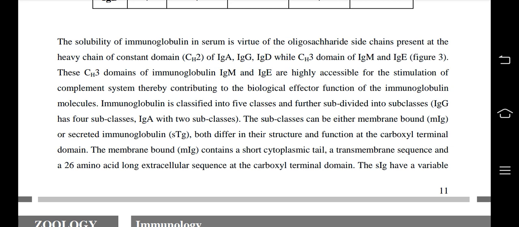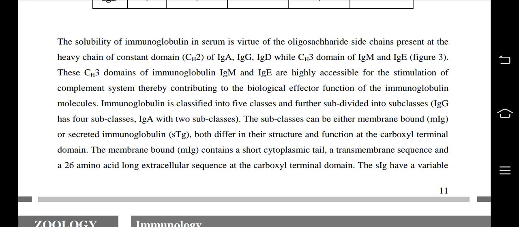Immunoglobulin is classified into 5 classes and further subdivided into subclasses. IgG has 4 subclasses, IgA with 2 subclasses. The subclasses can be either membrane bound mIg or secreted immunoglobulin sIg. Both differ in their structure and function at the carboxyl terminal domain.